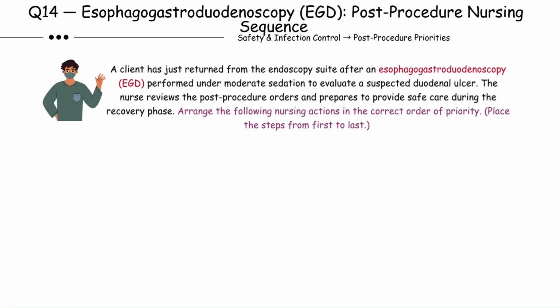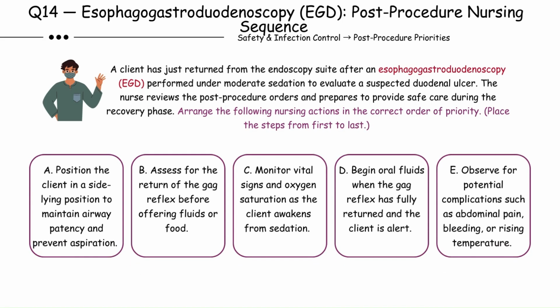Here are the options. Option A. Position the client in a side-lying position to maintain airway patency and prevent aspiration. Option B. Assess for the return of the gag reflex before offering fluids or food. Option C. Monitor vital signs and oxygen saturation as the client awakens from sedation. Option D. Begin oral fluids when the gag reflex has fully returned and the client is alert. Option E. Observe for potential complications such as abdominal pain, bleeding, or rising temperature.